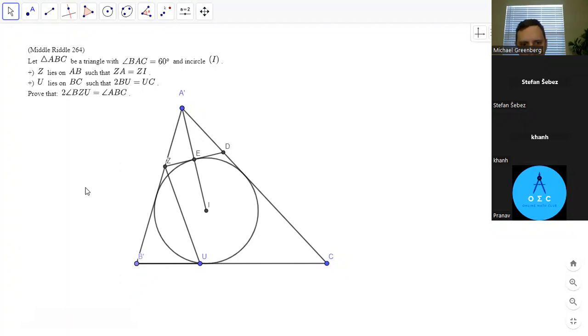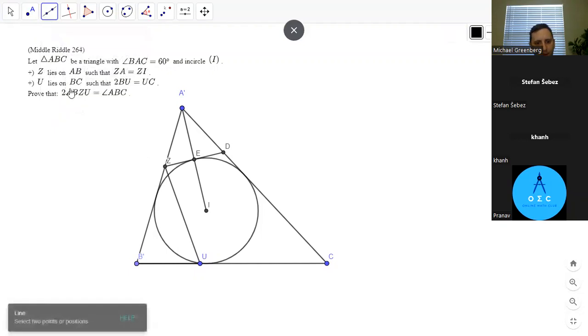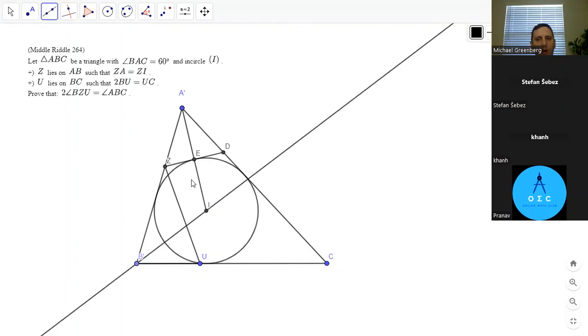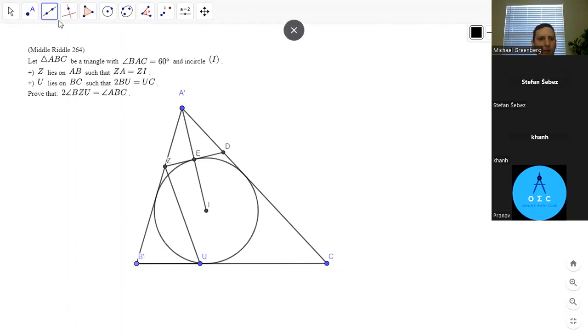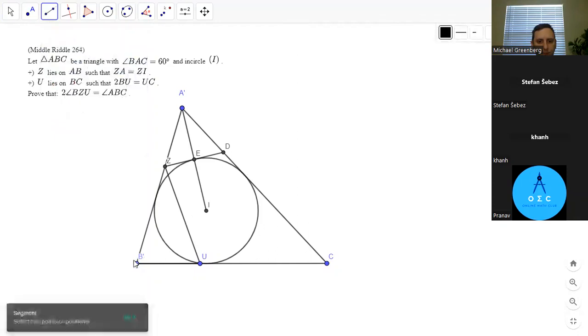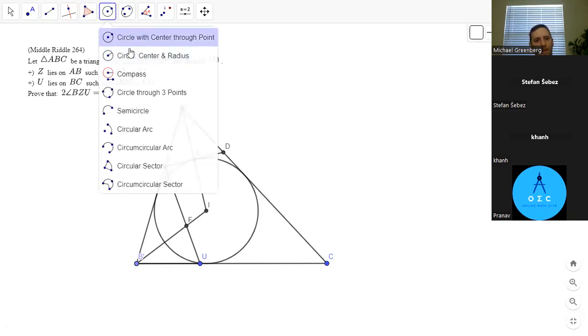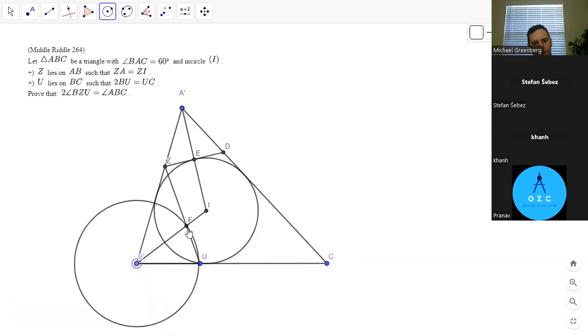Okay, so if we let BI intersect ZU at some point, BI intersects ZU, not ZD. Then we just have to prove that the triangle with B and Z is isosceles. Let it be X, then XBZ should be isosceles, because this is an angle bisector. That's a good point. Or maybe if we want to use power of a point somehow, we can show that ZB is tangent to BFU. We can show either thing.